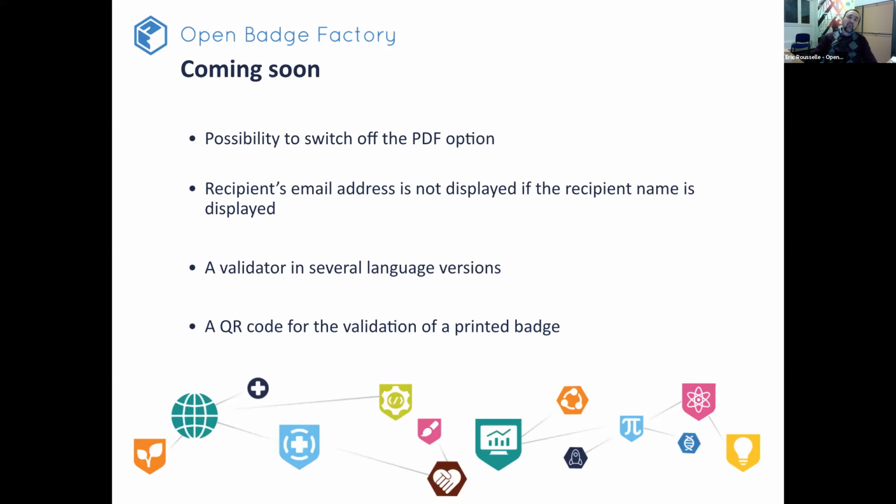One of the things that we will also make available is for customers to switch this PDF option off or on, if they want. We don't know really why, but in some cases the organization is working in a way that they don't want badge earners to get two kinds of badges, that it's a bit confusing perhaps. So we'll add this feature, and if the name of the recipient of the badge is provided, then the email address will disappear.